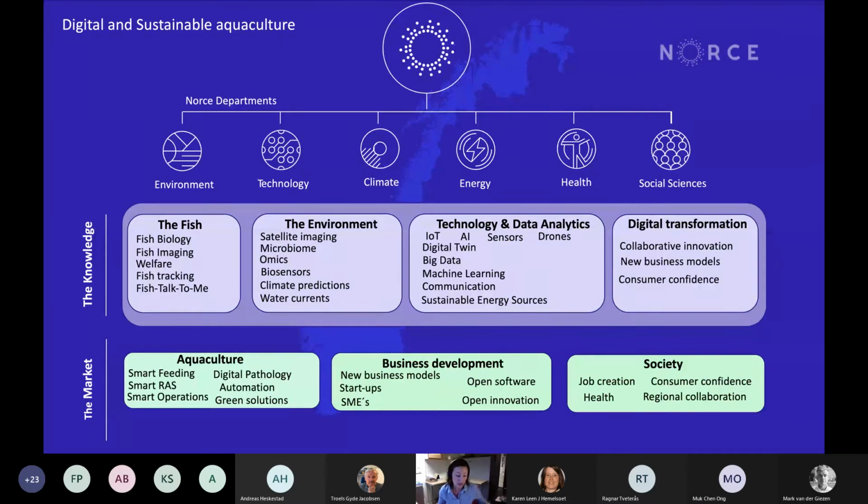So this slide is summarizing a mapping process that has happened in the company, showing the different interactions between these different competences, which basically cover the actual demands in terms of aquaculture, business development, and society.